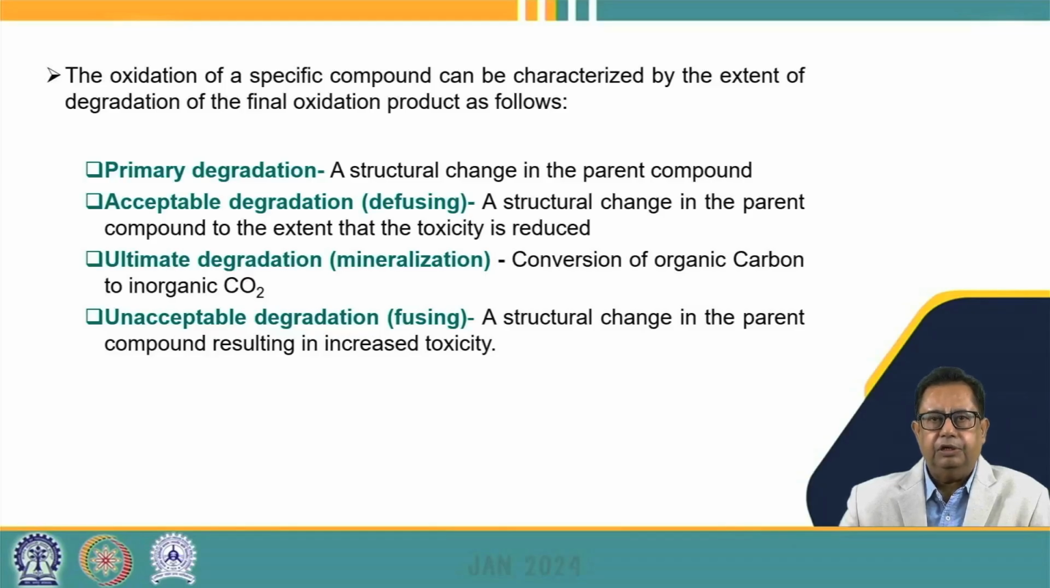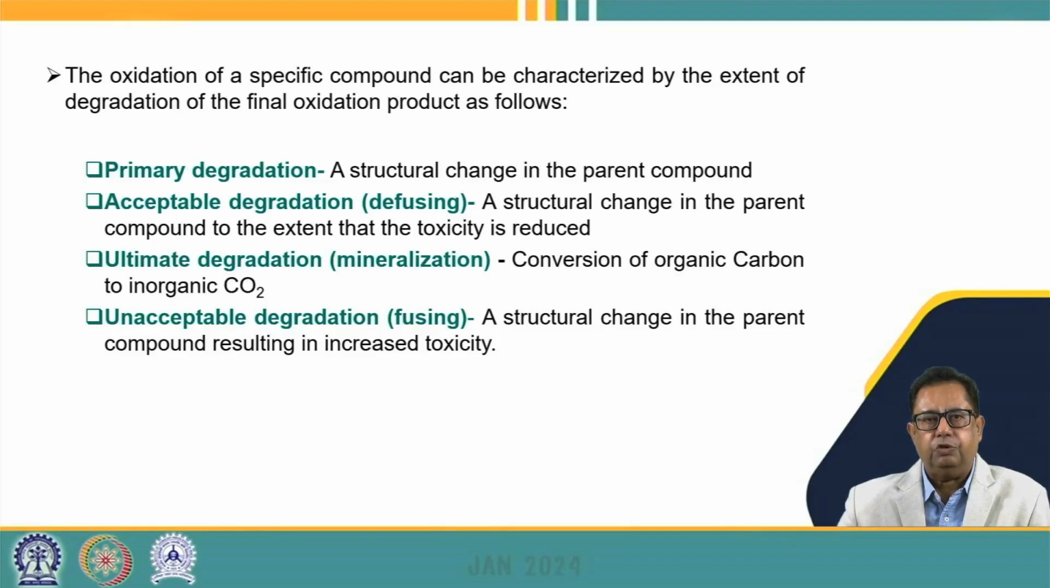When we talk about primary degradation, it means a structural change in the parent compound. That is, the parent compound is getting oxidized and converted to another compound, or basically breaking into simpler products. That is called primary degradation. If we take it further, we can have acceptable degradation: a structural change in the parent compound to the extent that the toxicity is reduced. That is called acceptable degradation.